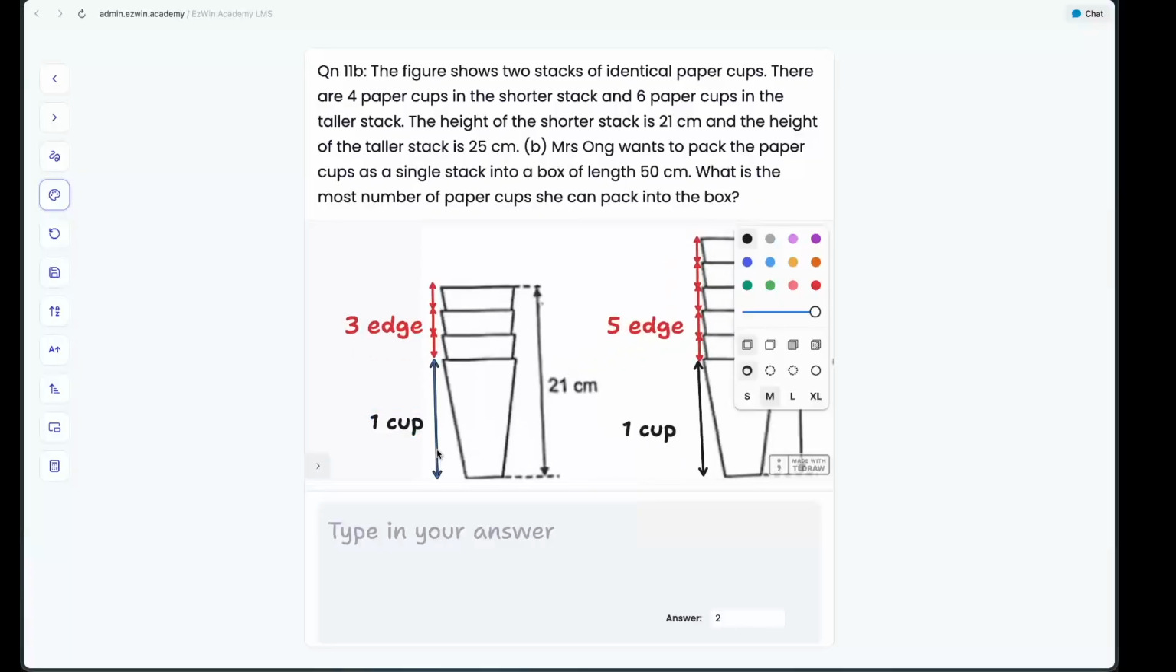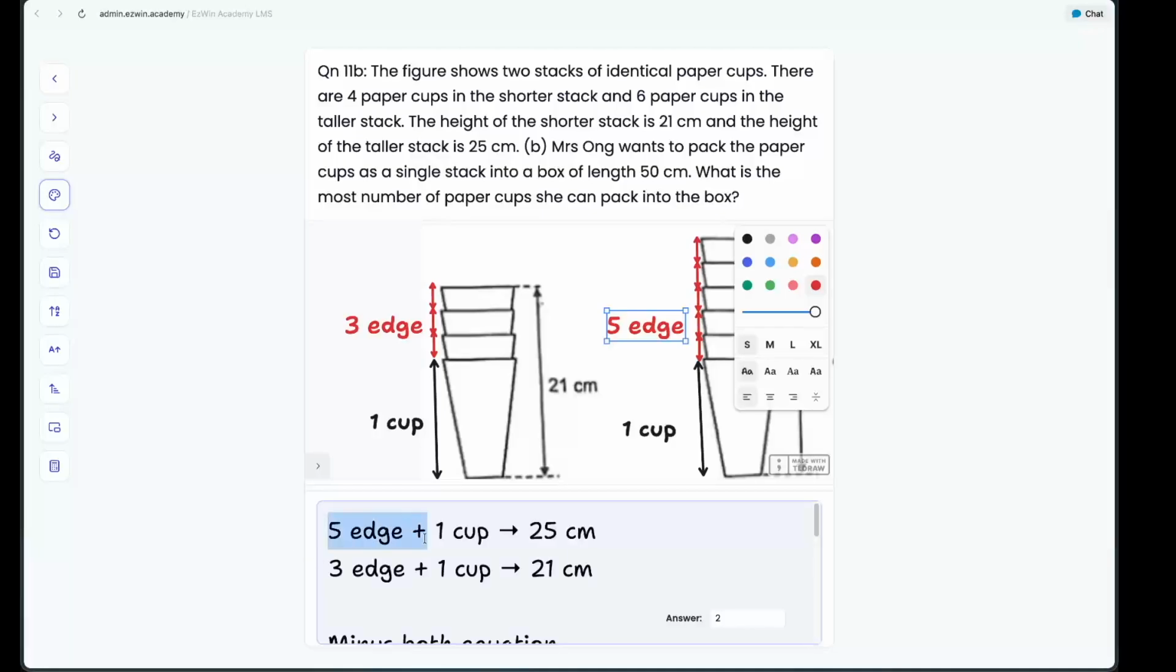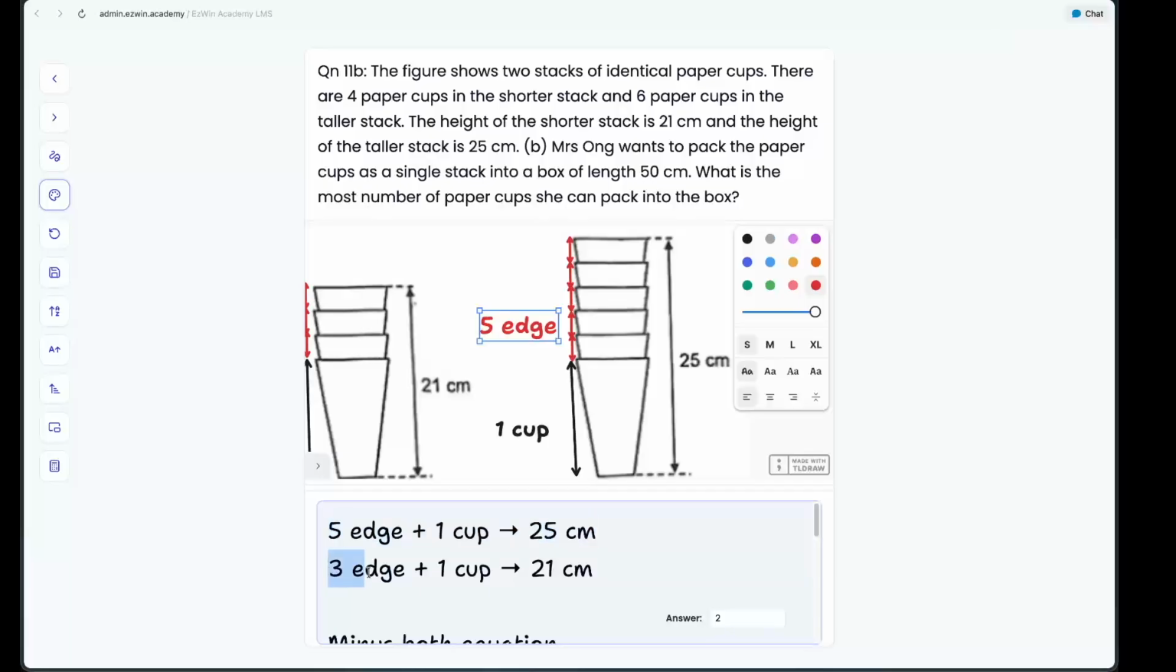So basically I label 1 cup. We need to get the h, or I would say stacked height. So 3 h's, 5 h's. If we were to put them into an equation, we will write down 5h plus 1 cup is 25 centimeters, and 3h plus 1 cup is 21 centimeters.